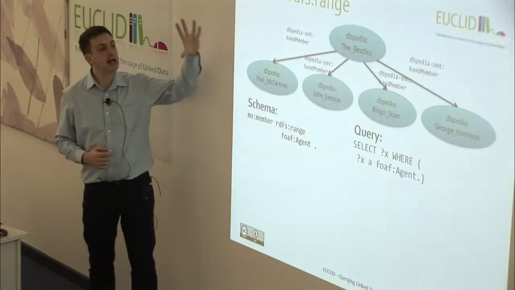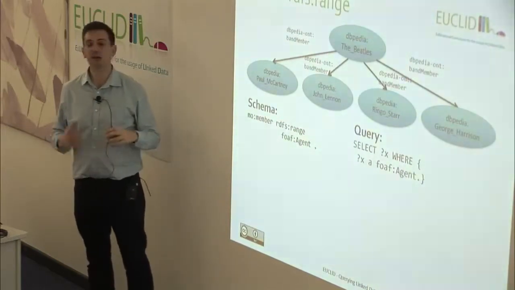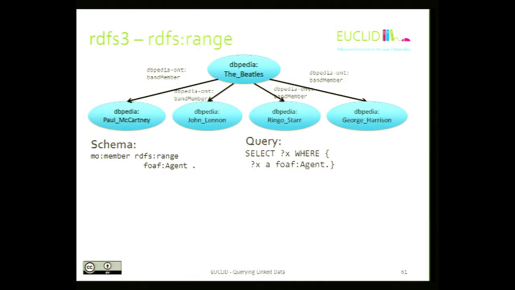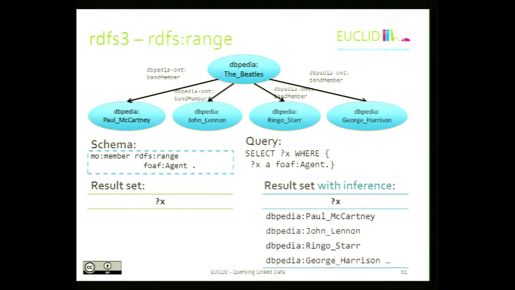And that means, again, with this data, where we haven't classified the resources for Paul, John, Ringo, and George, we can still make this query, tell me the x's where x is an agent, and get back, by entailment, under the rule that applies to this kind of schema statement, the results that at least John, Paul, Ringo, and George are agents.